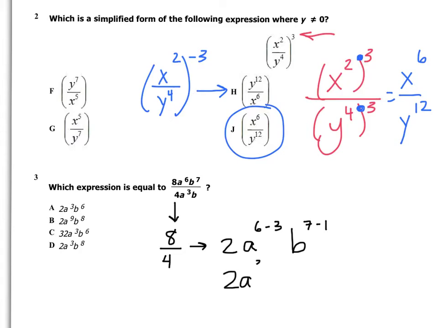2a, 6 minus 3 is 3, and 7 minus 1 is 6. So 2a cubed b to the 6th puts us at answer choice A. Okay, so far this is not super difficult. Let's keep going.